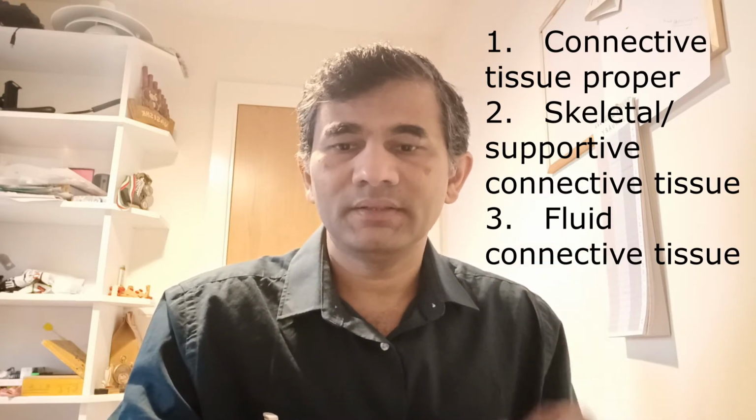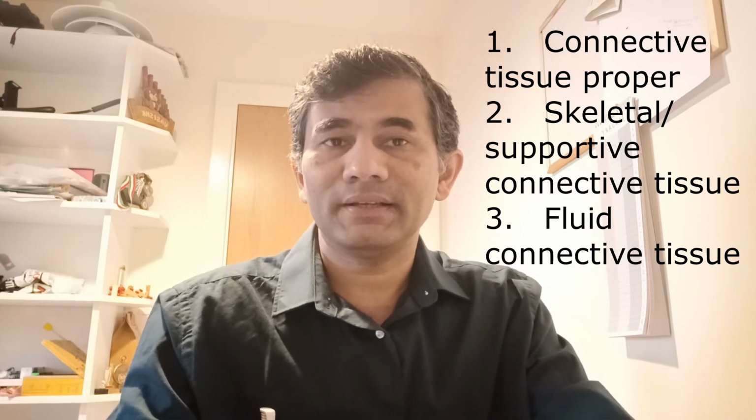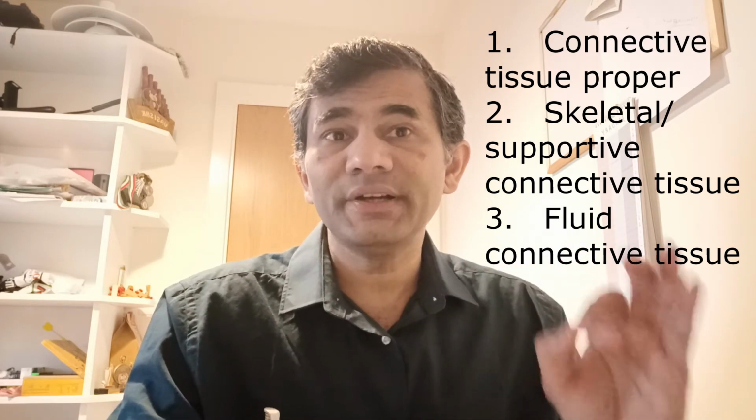Now cells which are there in connective tissue, again they can be of three types based on the nature of the ground substance they produce. So ground substance is produced by the cells in the connective tissue, and the cells also give rise to fibers. So depending on the ground substance character, there can be three types of connective tissues. That is connective tissue proper, one. Second is skeletal connective tissue. It is also called as supportive connective tissue. And third is fluid connective tissue.